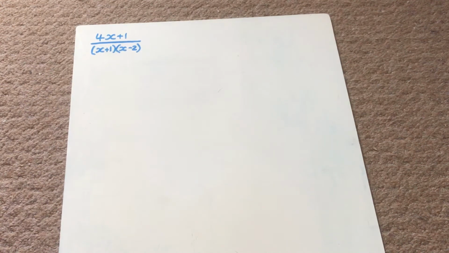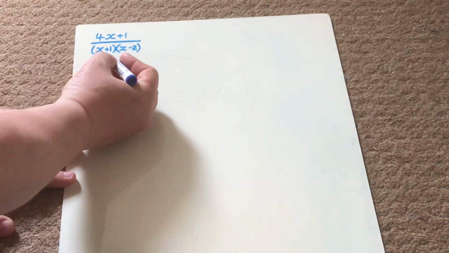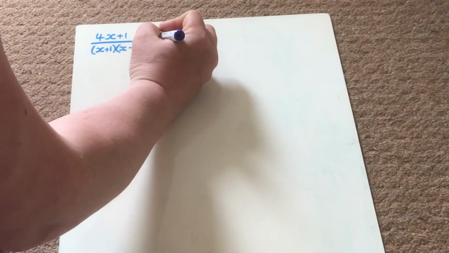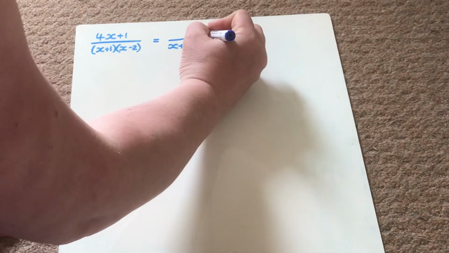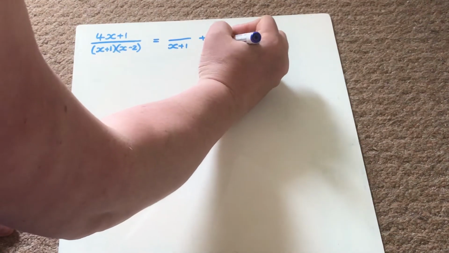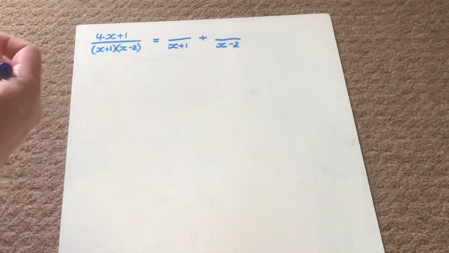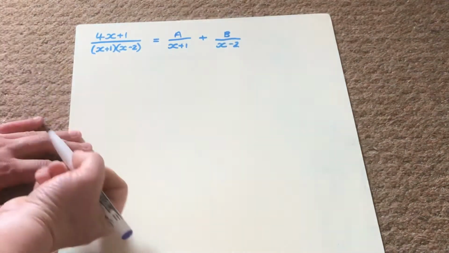We're going to split this fraction up into its partial fractions. So what we're aiming to do is take this one fraction and split it into two fractions, each with one factor from the denominator as its own denominator. So there's our two denominators. For the numerators, that's what we're needing to work out. So we will just call them A and B.